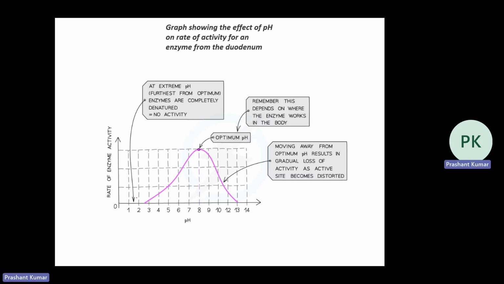This graph shows the same thing. Generally the optimum pH is 7 or 8. So the graph here shows high activity, and the optimum pH is this one. At low pH and at high pH, enzyme activity stops because the enzyme is not stable. The enzyme is not in a functional form, right?